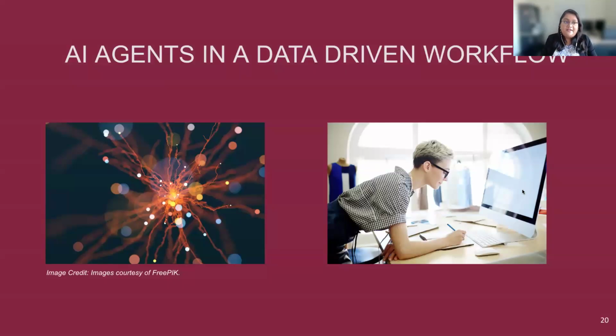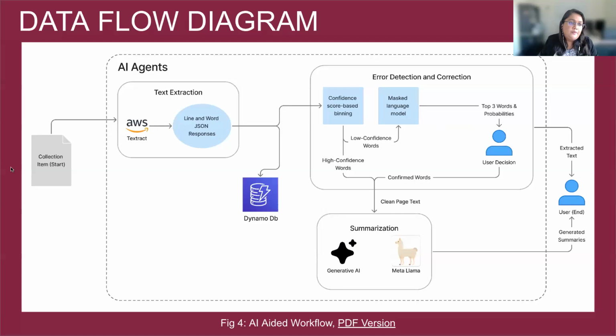In this section, we are finally diving into the AI agents and how we are using them in our data-driven environment. So we start with a collection item. The collection item is then passed through AWS Textract, which is the text extraction technology. Textract gives us line and word information. I'll be going into depth on each of those subparts in subsequent slides. Once we have the line and the word information extracted, AWS Textract also gives us a confidence. So before we move on to using this extracted text in any way, shape, or form, we have to make sure that this is good enough.